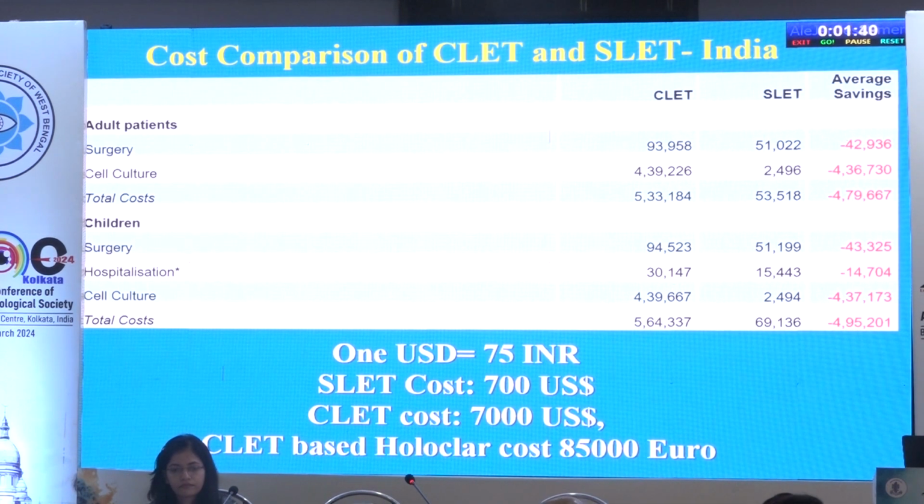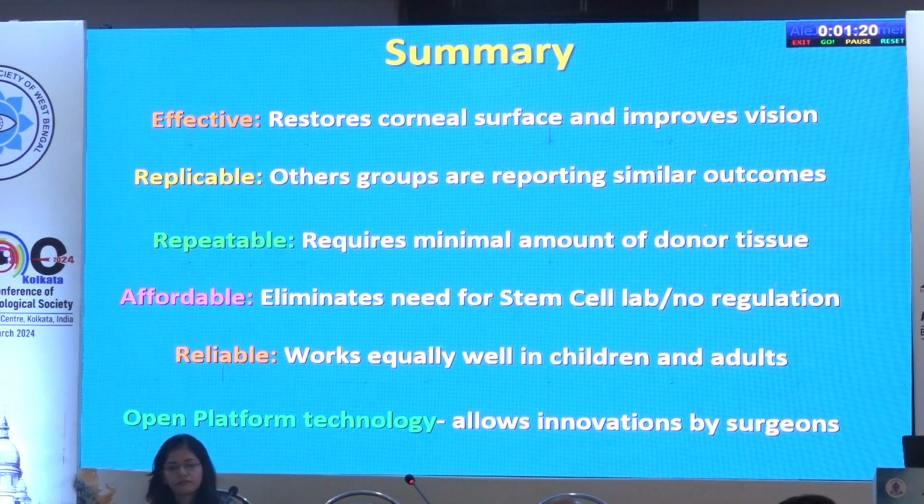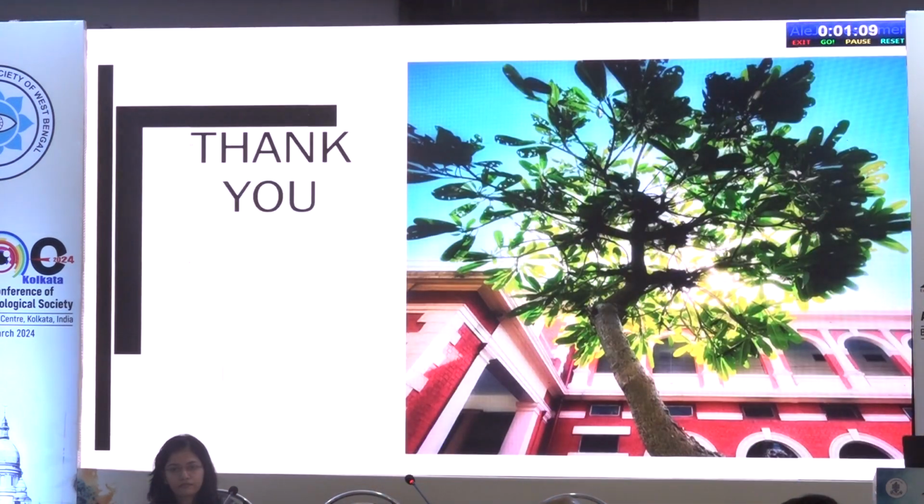Most important, I think, is this slide where we've shown that the cost of doing SLET is 1/10 of CLET. Number 2, it is the true democratization of the technology, where everyone who can learn, wherever they are based, really doesn't need anything other than the patient and the instruments. So in summary, this technique is very effective, replicable, repeatable, affordable and reliable, and it's really a platform technology which allows innovation by different surgeons around the world. Thank you very much.